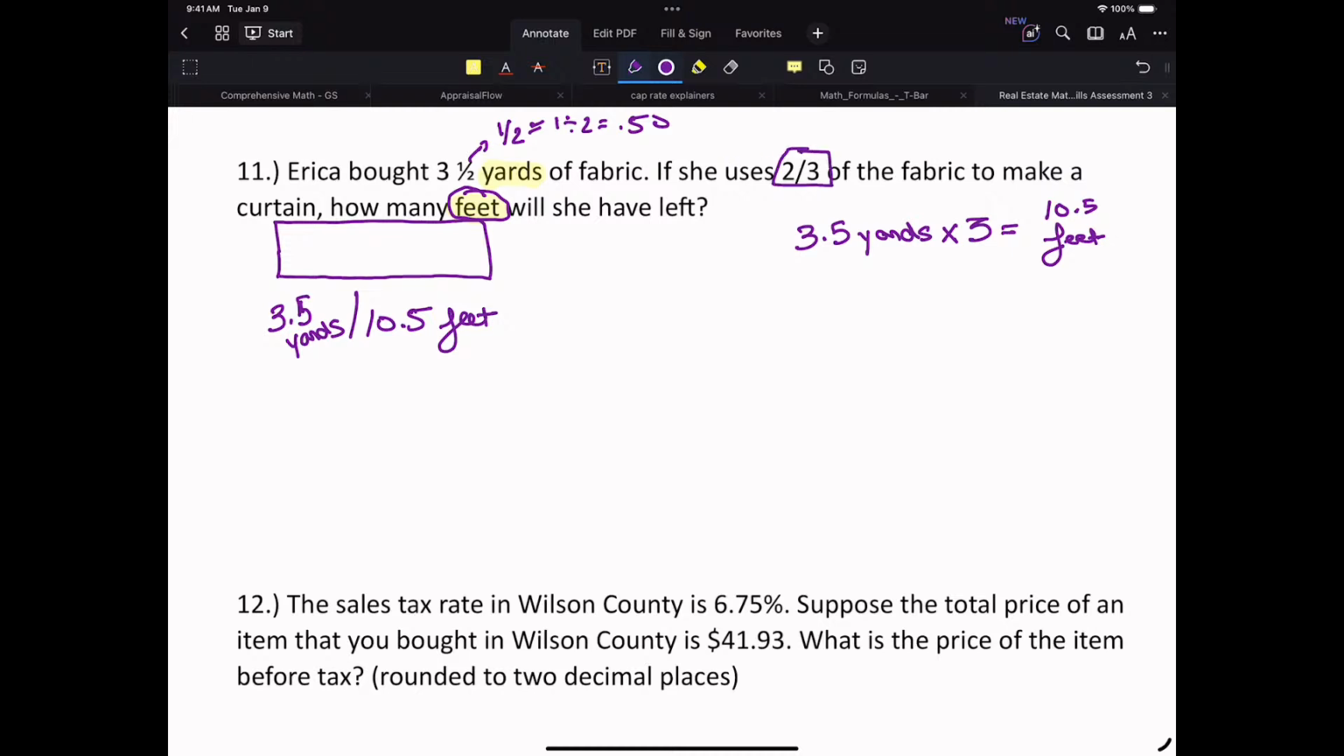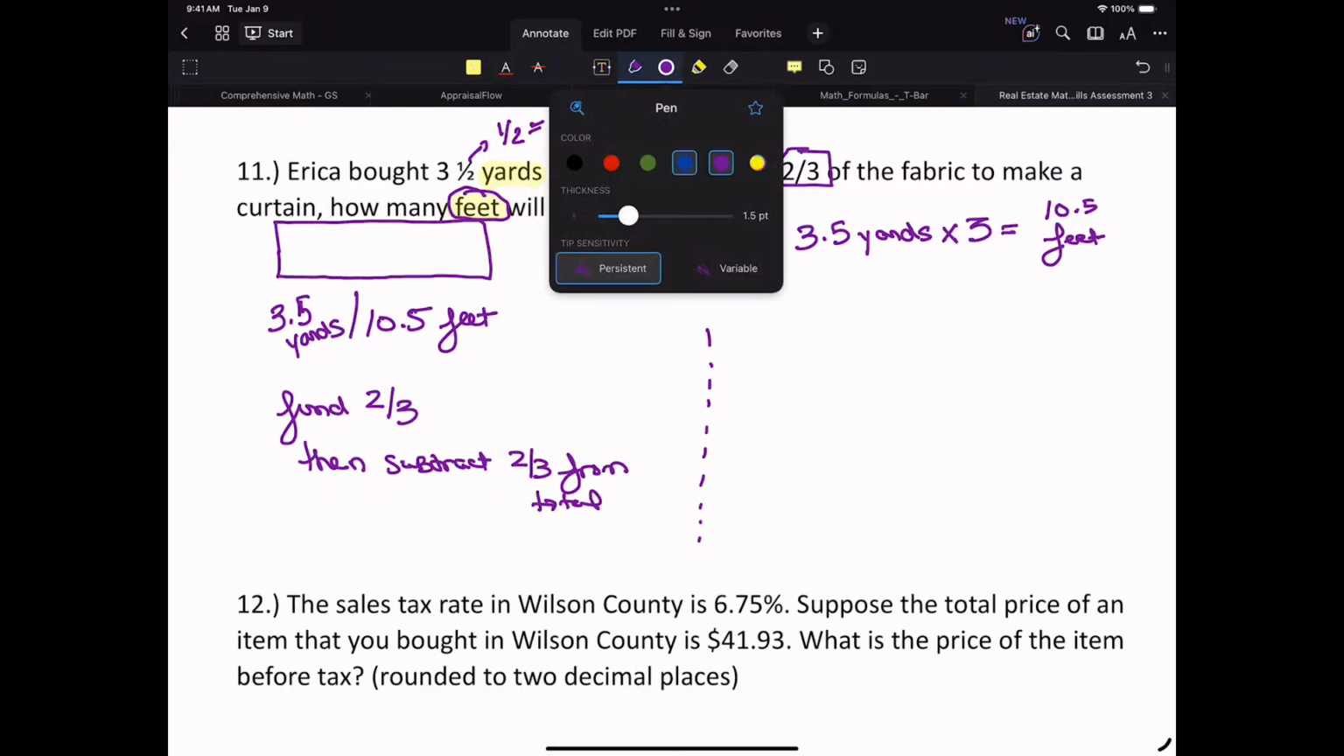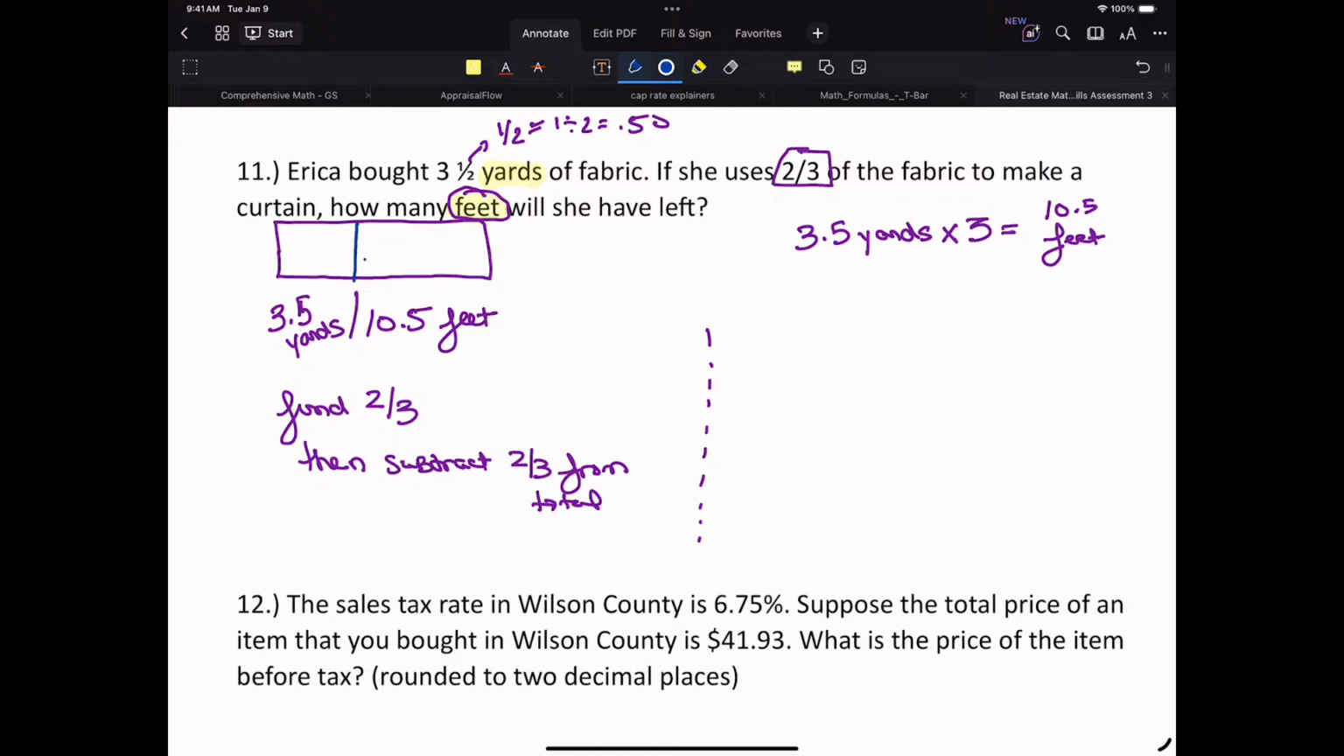Now, we can look at this problem a couple of ways. We could find 2/3 and then subtract 2/3 from the total. That is perfectly valid. But what I would tend to do is I would say, hey, this fabric was put into 3s. This is a third. This is a third. And this is a third. And we know, by the way, 1/3 is equal to 0.3333 repeating.